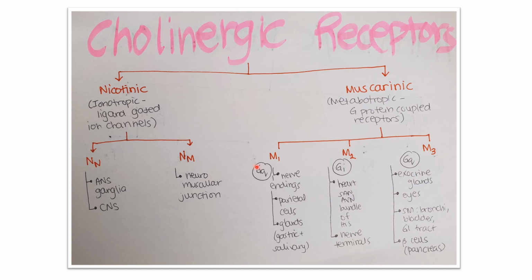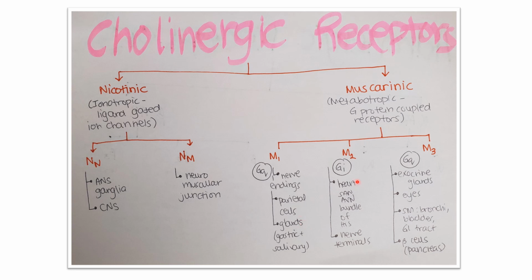So the first muscarinic receptor type is M1, and it's a G-protein coupled receptor, as I mentioned, coupled with GQ. That means that the second messenger is IP3, DAG, and PLC, which ultimately results in an increase in calcium in the cell. M1 receptors are mainly found in nerve endings, parietal cells, as well as some glands like the gastric and the salivary glands.